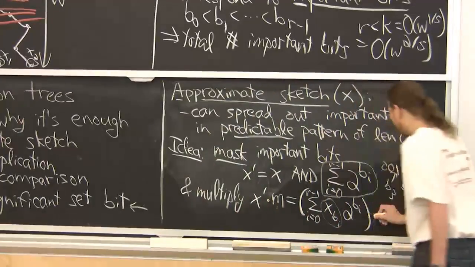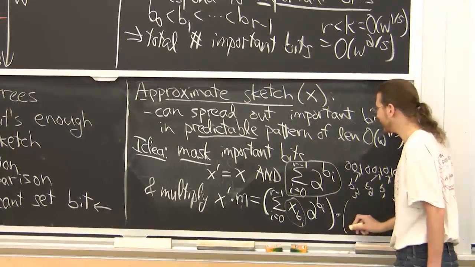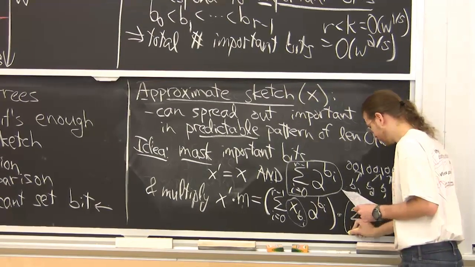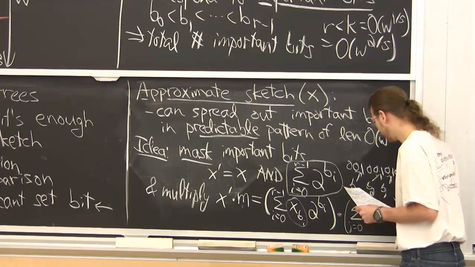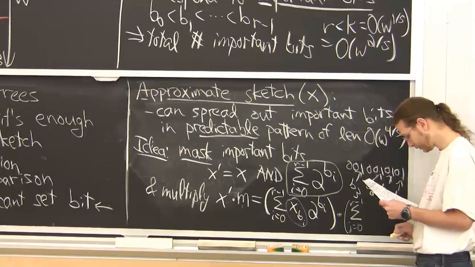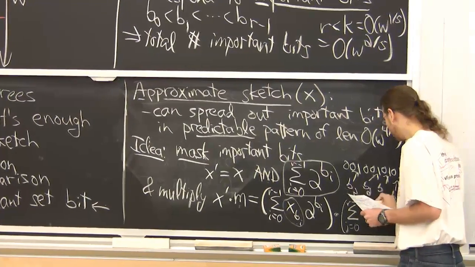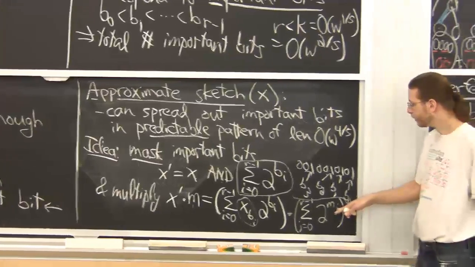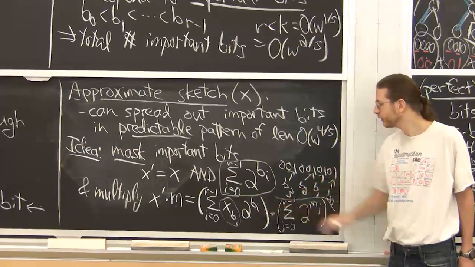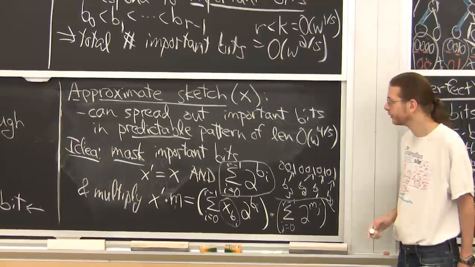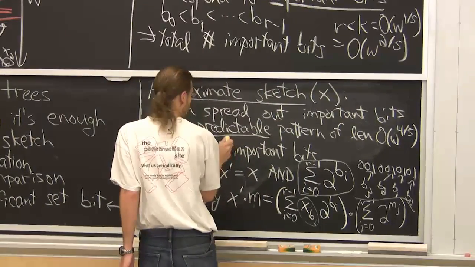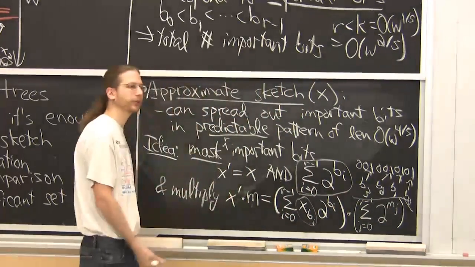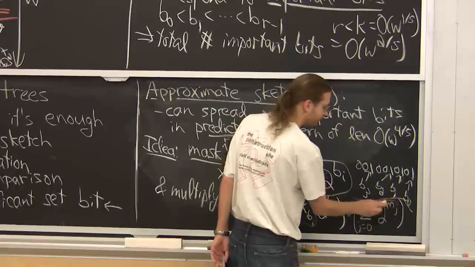So that's x prime, and then we're multiplying that by m. Now, m could have any bit set, so I'm going to write it like this. Is it really only r? Yes. I'm going to assume that m only has r bits set, same as the number of important bits. r is the number of important bits. But I don't know where they are, so I'm just going to suppose they're at positions m0, m1, up to m_{r minus 1}. So I've got to find what these mj's should be.